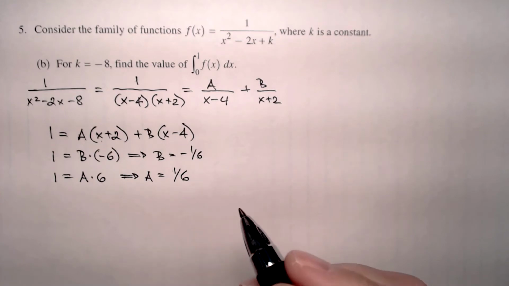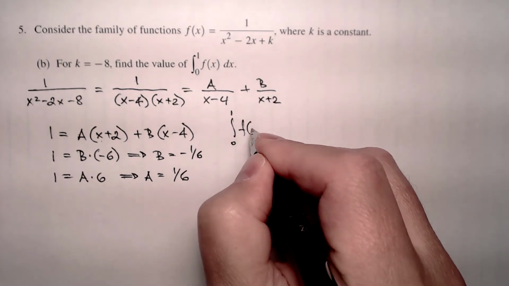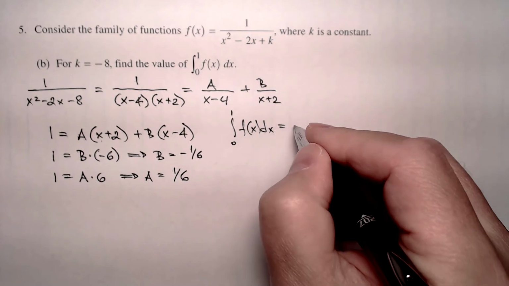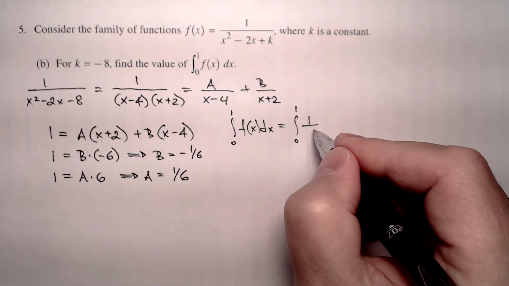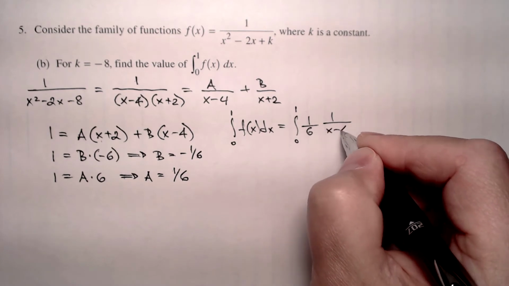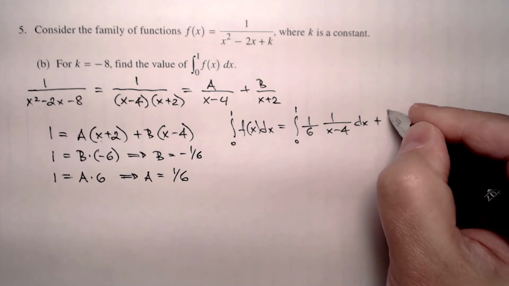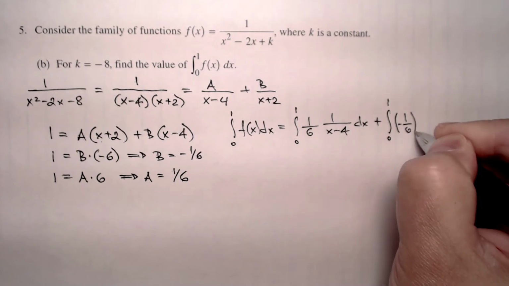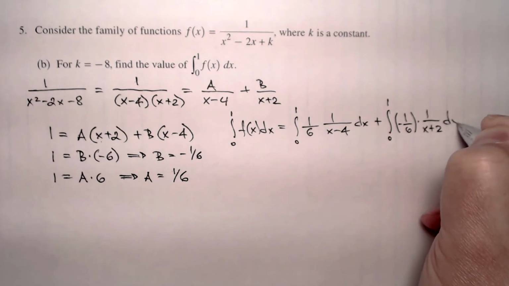So let's now write what this integral is. This integral from 0 to 1 of f of x dx is equal to the integral from 0 to 1, a is 1 over 6, times 1 over x minus 4 dx, plus the integral from 0 to 1, and in this case negative 1 over 6, times 1 over x plus 2 dx.